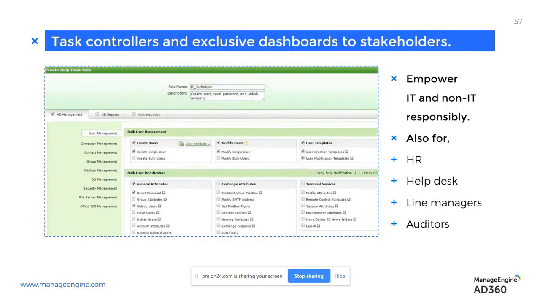And when it comes to identity management, I'm very sure there are a lot of stakeholders who have nothing to do with it but still request access for something or the other. So get granular, give them only what's required.